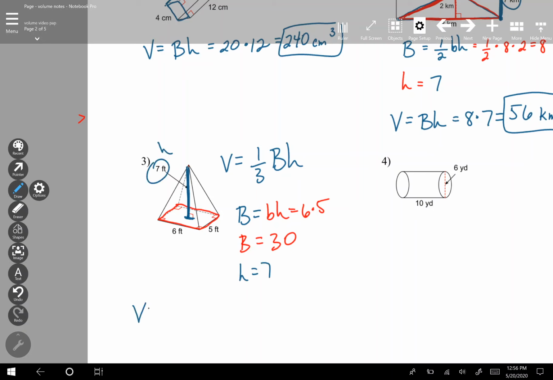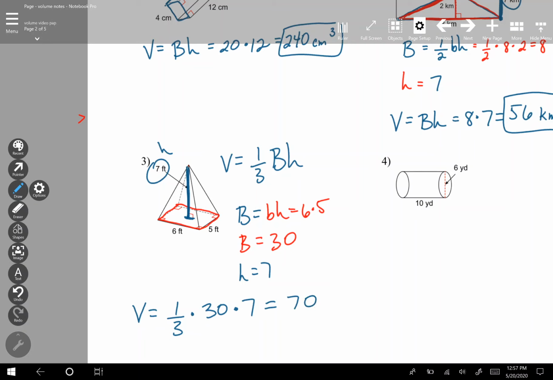And now I will plug into the formula. 1/3 times, and the area of the base is 30, and then the height is 7. So in order to avoid a lot of icky decimals from this 1/3, because I know most of us are probably doing this on our phone, I just do 30 times 7, and I press enter. And I know that multiplying something by 1/3 is the same thing as dividing by 3, so I just do divide by 3. Okay, and so I get 70.